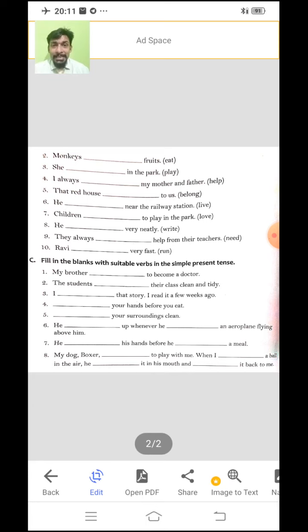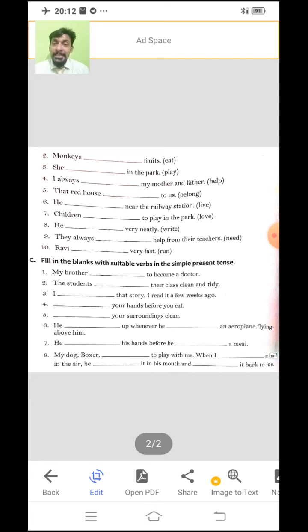In number 9, they always need help from their teachers. In number 10, Ravi runs very fast. Whatever I told as answer is just related to the previous chart that I explained in the previous video. I am talking about that particular chart almost every time. It's only because that chart is very, very crucial, very important in order to make simple present tense understood by you.